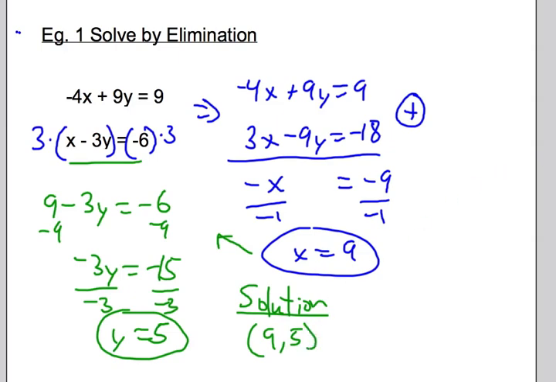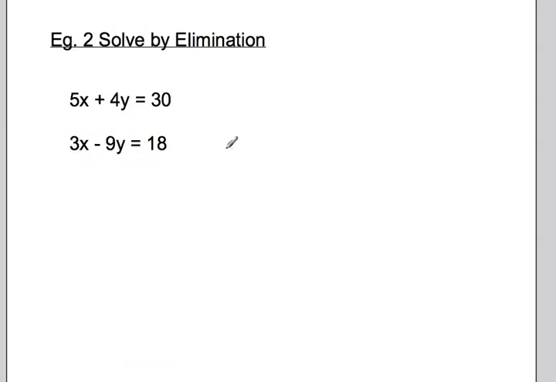Okay, so next example. Now in this example, it's not so straightforward. We can't multiply 3 by anything to get 5, and we can't multiply 4 by any integer and get 9. So what we need to do is multiply both equations by something to get the coefficients to match. If I look at my coefficients of x, I have 3 and 5. So I have to basically find the LCM of 3 and 5.